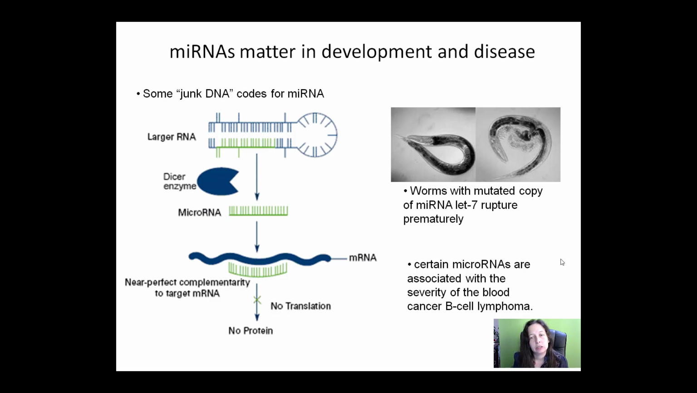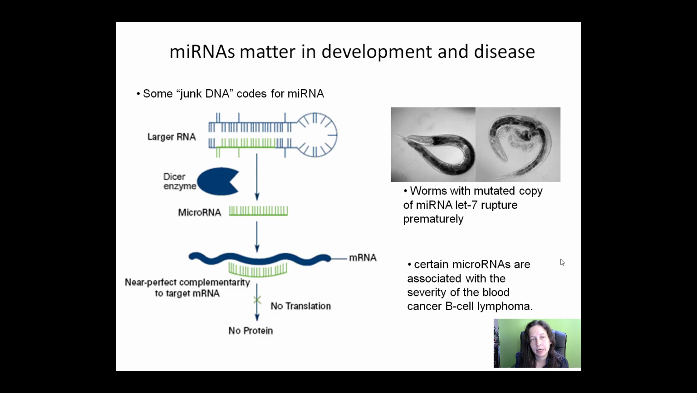So let's look at this example. MicroRNA was first discovered in C. elegans, the worm, when they mutated a gene coding for microRNA let-7. This caused premature rupture of the worm. So microRNAs are also encoded by genes. Yes, genes can code for mRNA, but there are some genetic sequences in the genome which code specifically for microRNA.